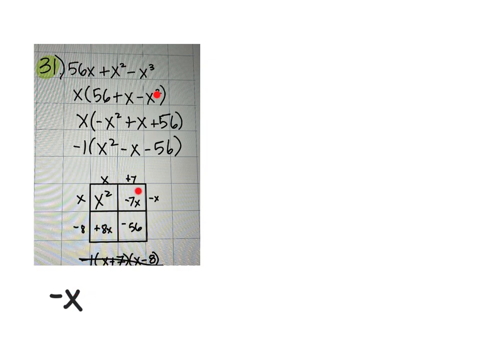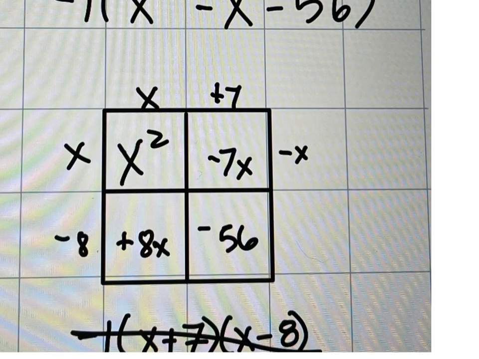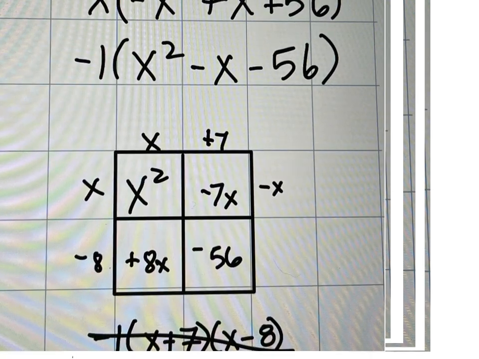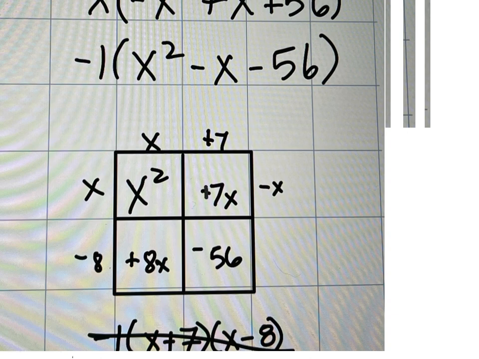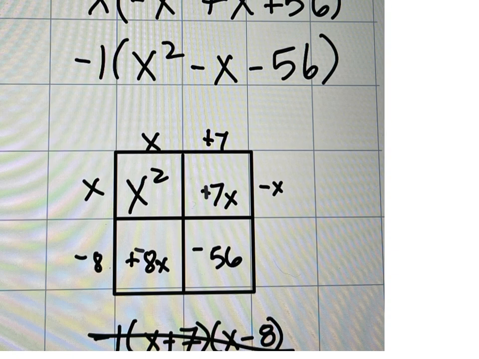And then they did the box method over here. The only mistake that I see with the box method is that they put x squared here, negative 56 in the bottom right corner. If you have a positive 7, this should be a positive 7x. So plus 7x, and then this should be a negative 8x. Based on what you're doing, when you add these together, you get negative x, which is your middle term, and that's what you're looking for.